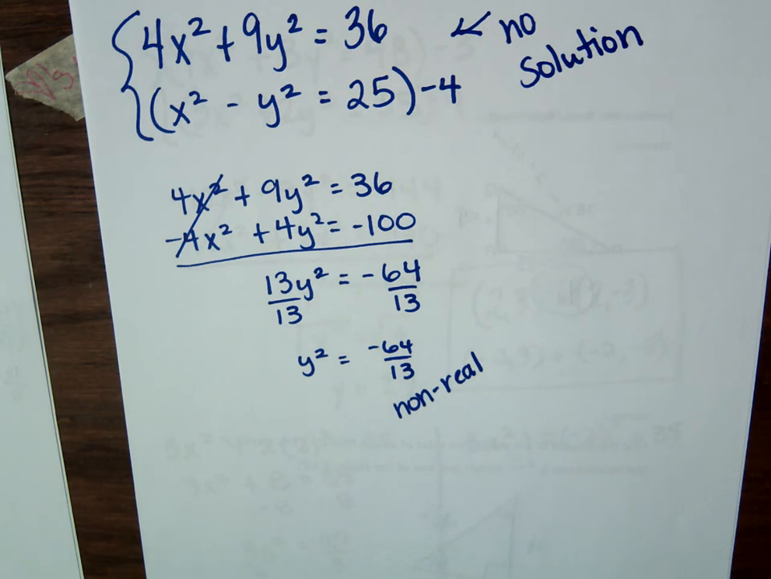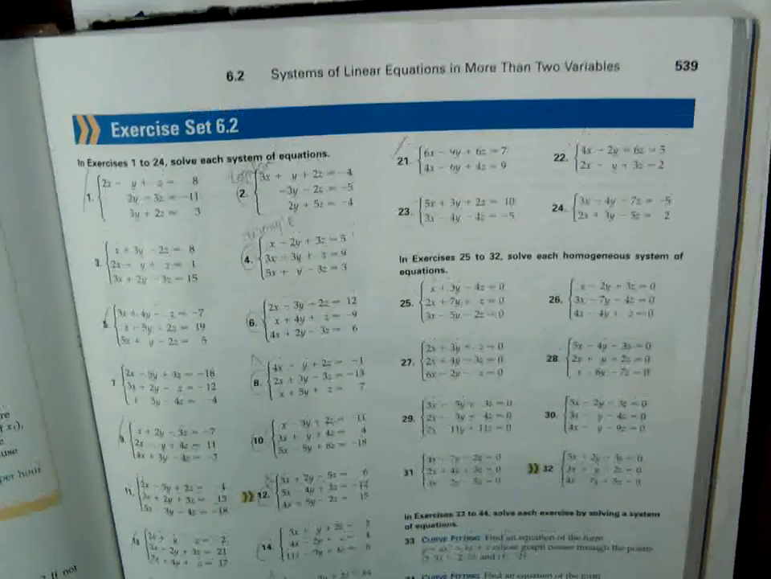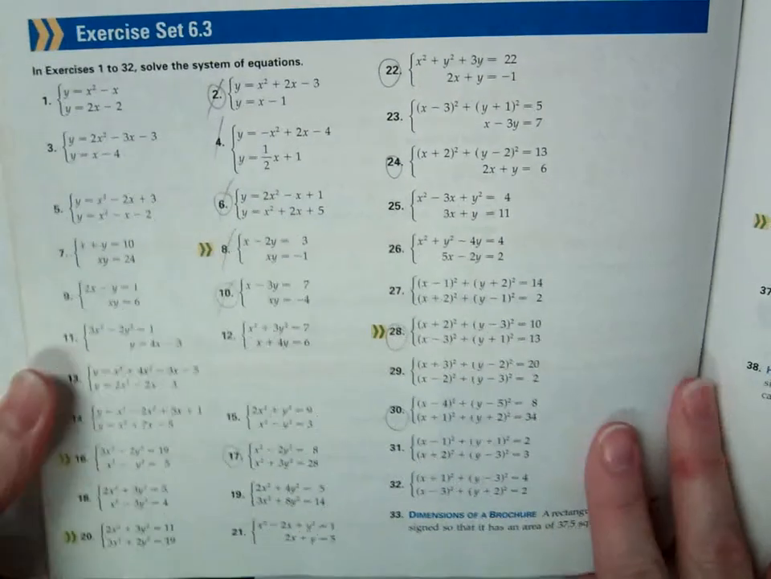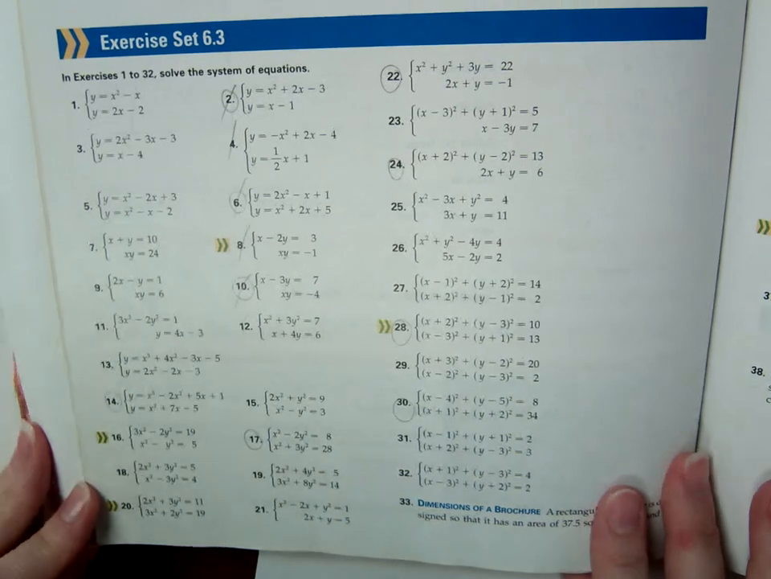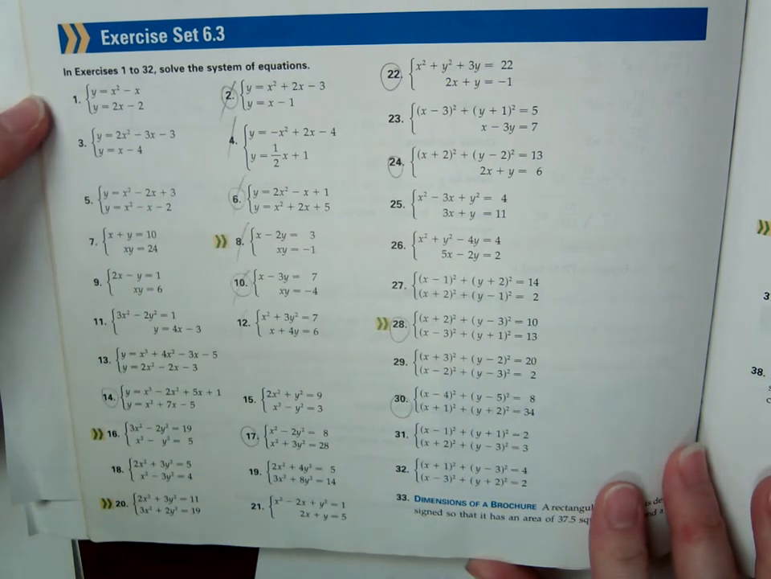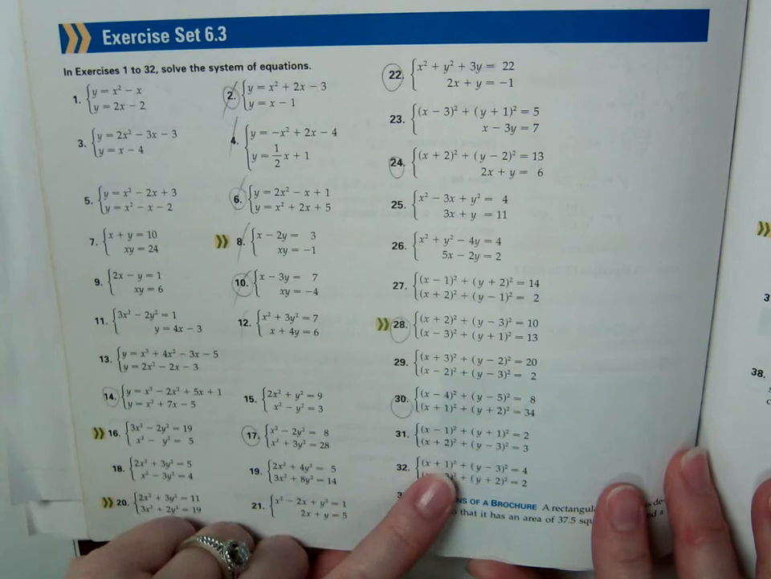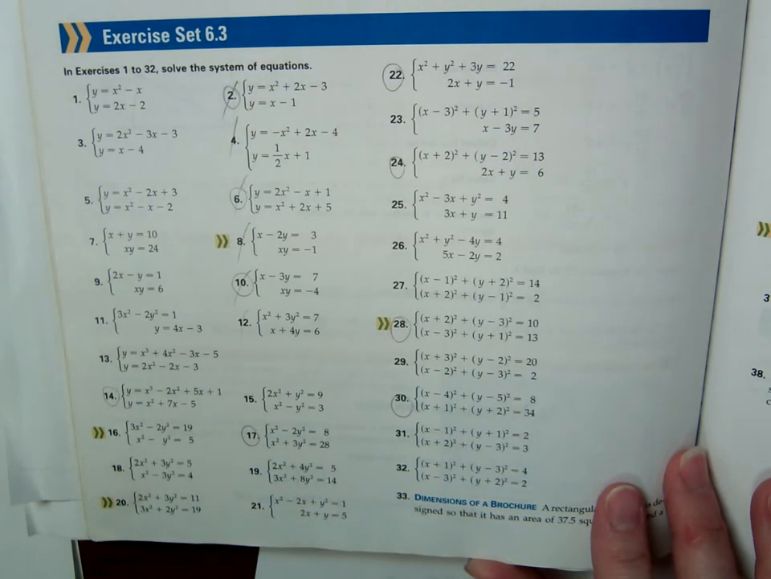Alright, so let's look at your practice pages that I have. They're posted in Google Classroom. They're labeled 6-3 in Google Classroom. Right here. Alright, so let's start with number 1. And let's go to 31, doing every other odd.